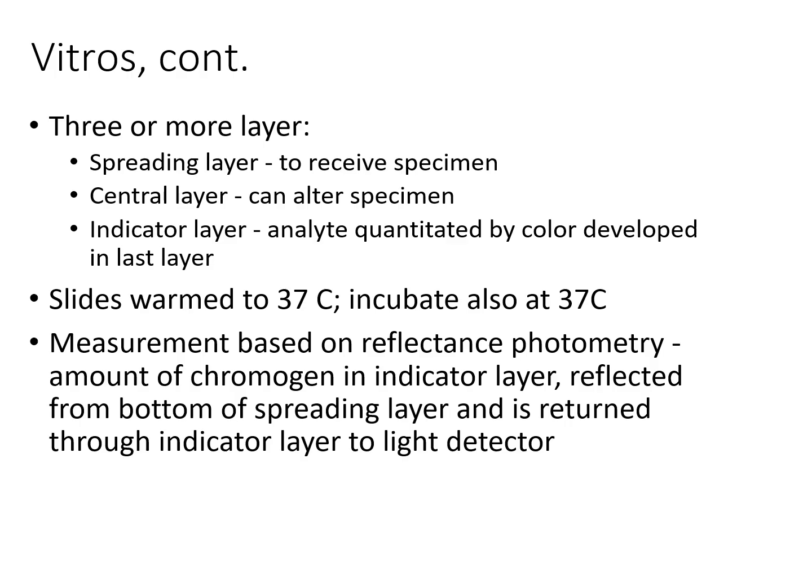So the slides are warmed up to body temperature, 37 degrees Celsius, and the measurement is actually based on reflectance photometry, which measures the amount of chromogen in the indicator layer. The light is reflected from the bottom of the spreading layer, which passes back through the indicator layer and is detected by a light detector.